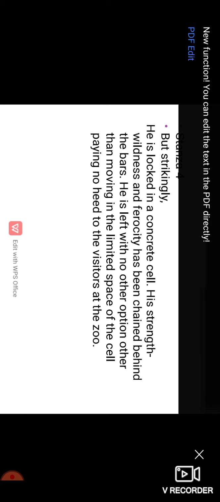He is locked in the concrete cell. His strength, vitalness, and ferocity have been chained behind the bars. He is left with no other option other than moving in the limited space of the cell, paying no heed to the visitors at the zoo.